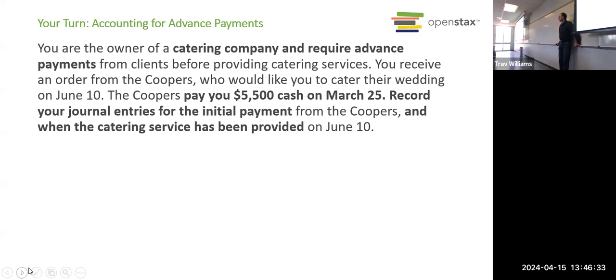What do we call it when we get paid, but we haven't done any work yet? Unearned revenue. Exactly. Debit to cash, credit to unearned revenue. Then when we do the work, what would we debit? Unearned revenue. Because now we've done it, so it's no longer unearned. And what would we credit?